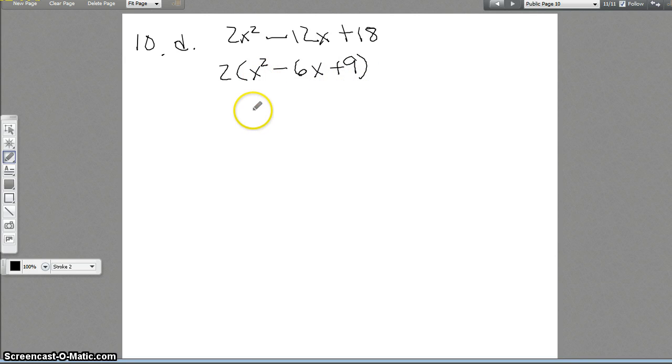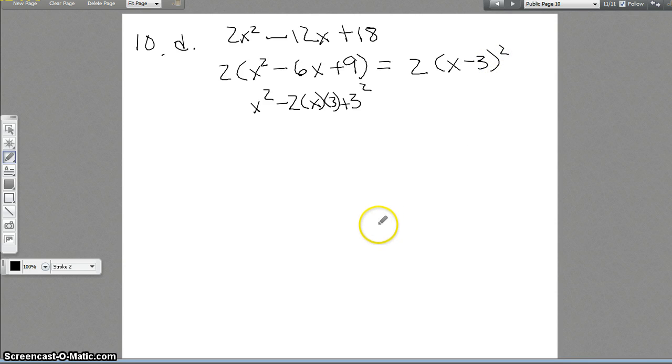This first number is a square, x squared. The last number is a square, that's 3 squared. Our term in the middle is double the product of our first term and our last term. That means that we can write this as 2 times (x minus 3) squared.